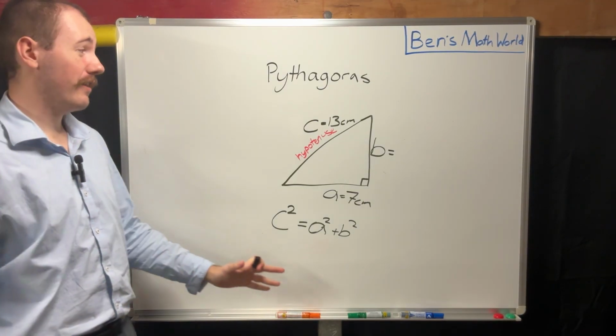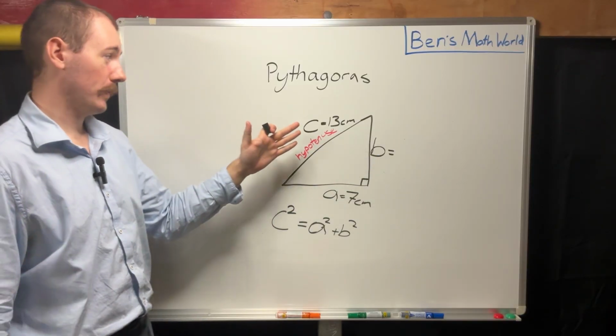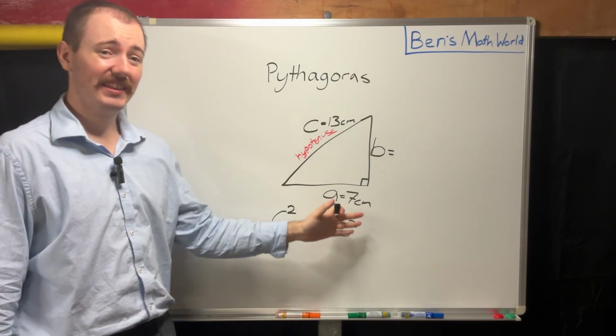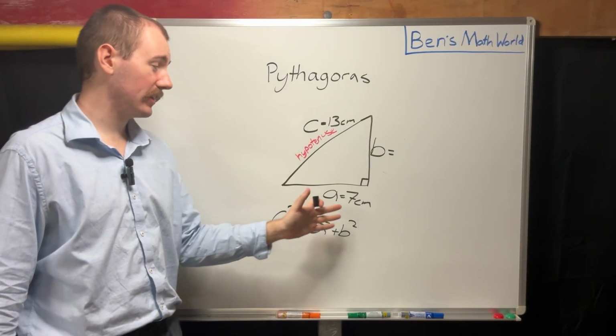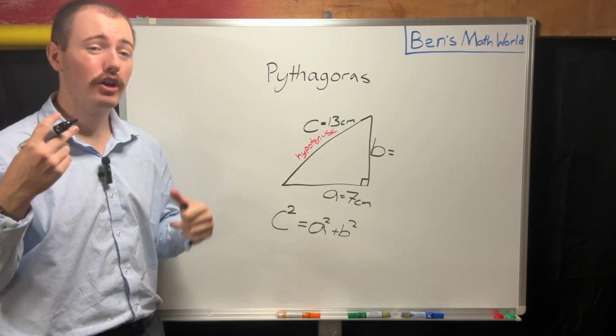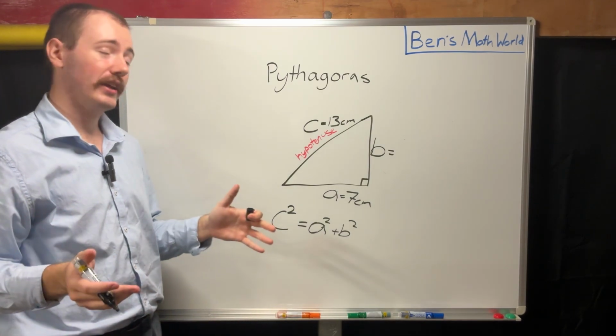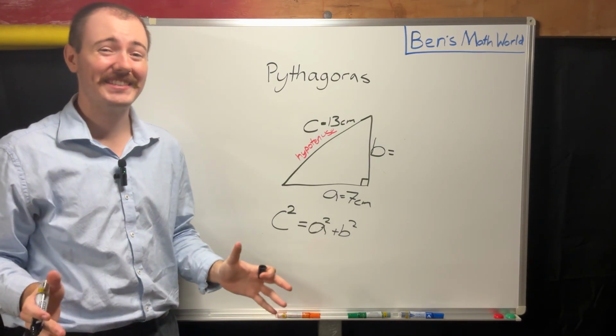So in this question, the variable we're missing is B. So we have the hypotenuse C is equal to 13 centimeters, and A, the other side that we're not missing, is equal to 7 centimeters, because when we have two of any of these sides on a right-angled triangle, we can work out the missing side.